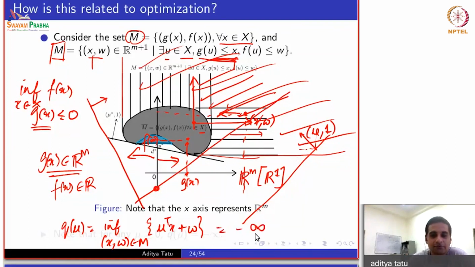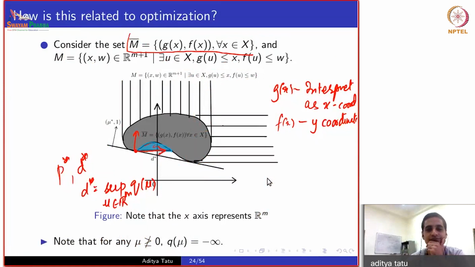It doesn't make sense. Sorry, I thought we were trying to go towards the shape. So why is this question being asked? Because now your set is not M bar, it's this M, right? This huge M. So for a value of mu which is negative, Q mu has to be minus infinity.